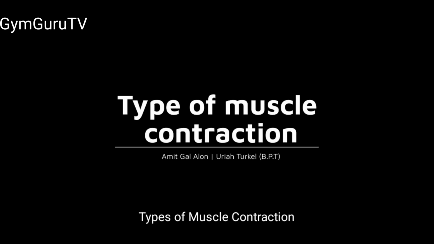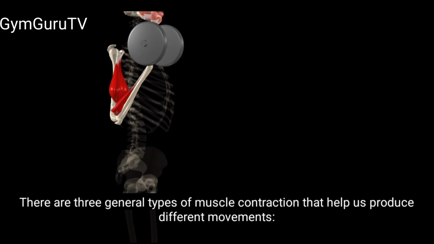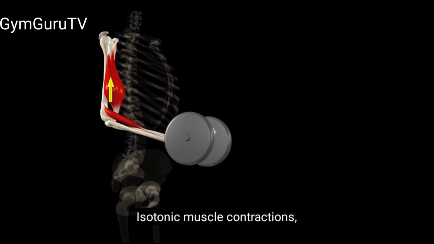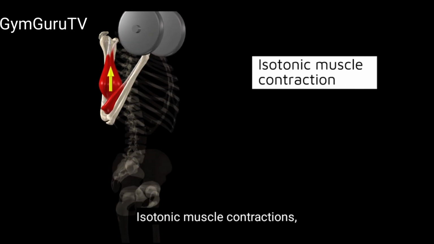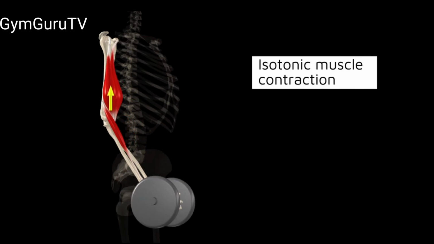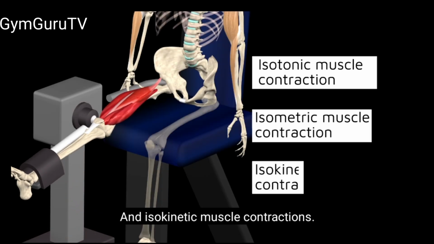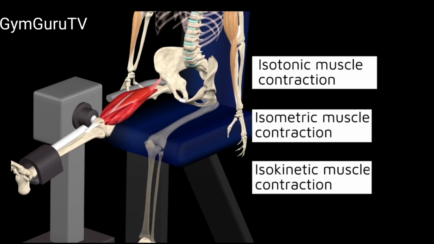Types of muscle contraction. There are three general types of muscle contraction that help us produce different movements: isotonic muscle contractions, isometric muscle contractions, and isokinetic muscle contractions.